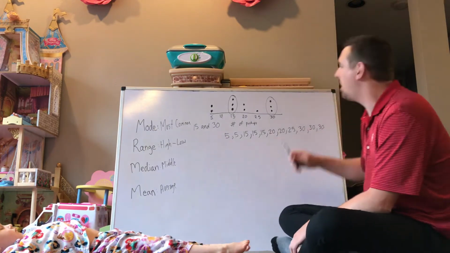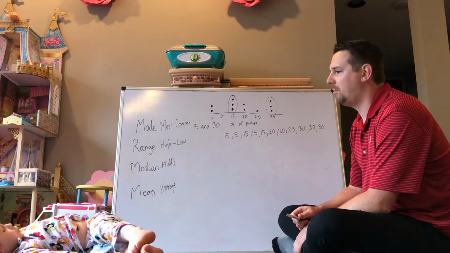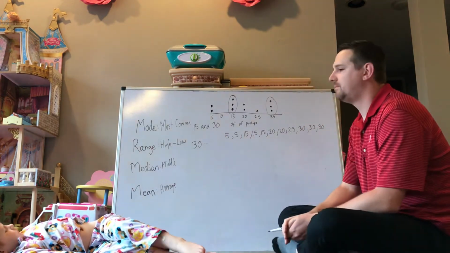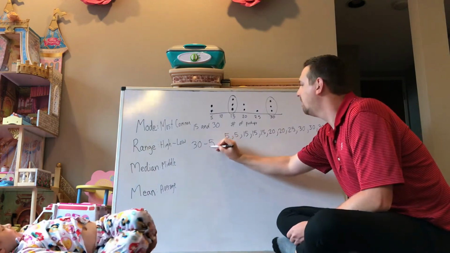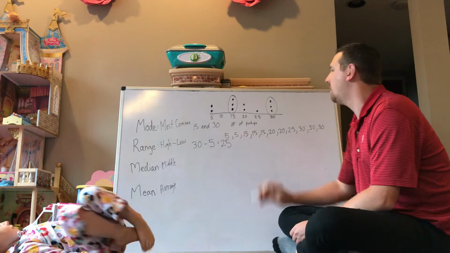The range. Okay, Maddie, what's the highest number you see? Biggest number? 30. What is the lowest number? 5. 30 minus 5 is 25, so that's your range.